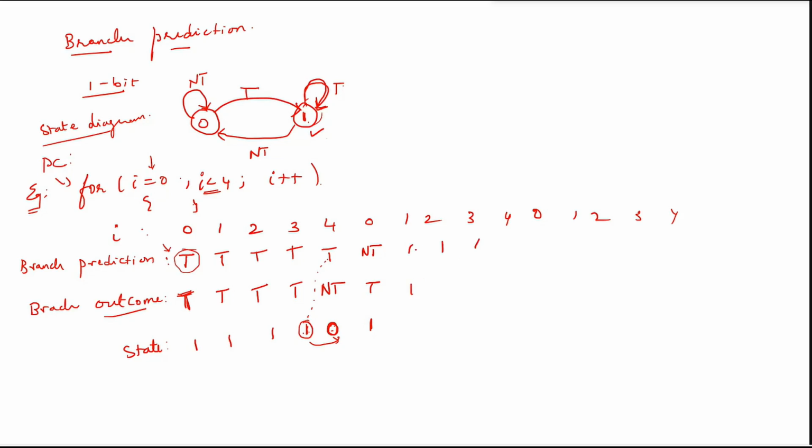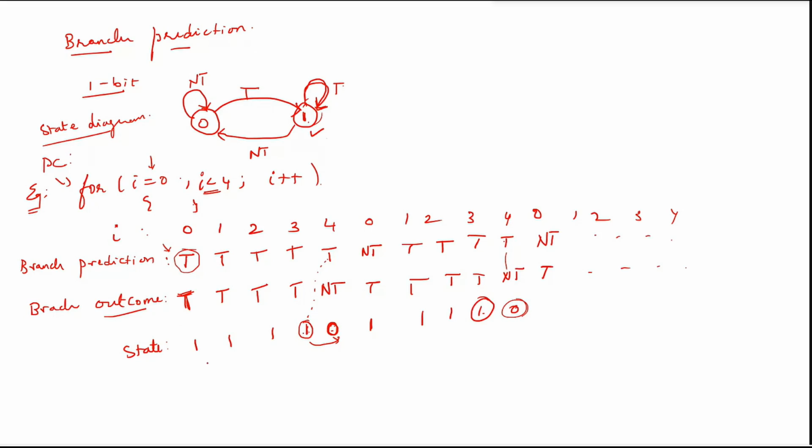So till this, it will all be in this state only. When you go for i is 4, since we are in state 1, it predicts that the branch is taken, but actually it is not taken. So from taken to not taken, the state transition happens. Since it has been not taken, it may consider this as a not taken case, but actually it is a taken case. So like this it will continue.